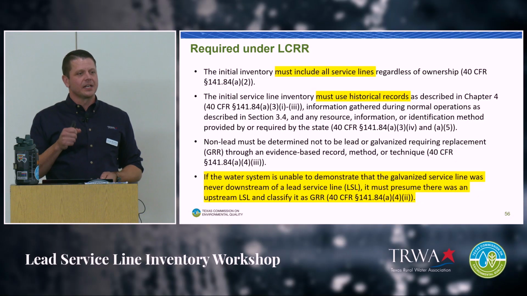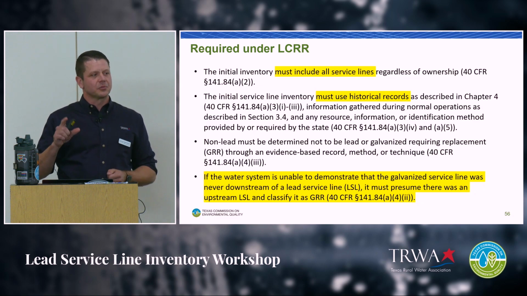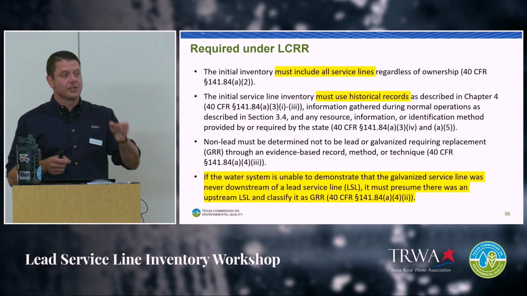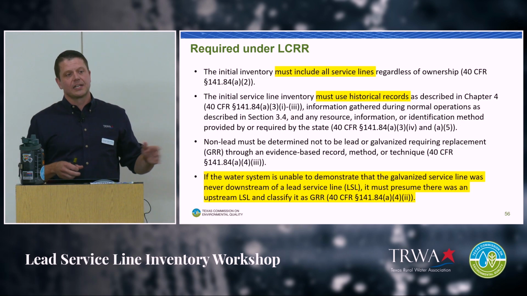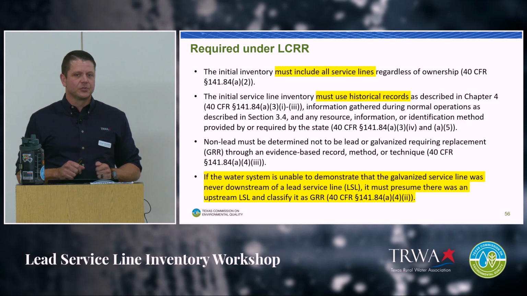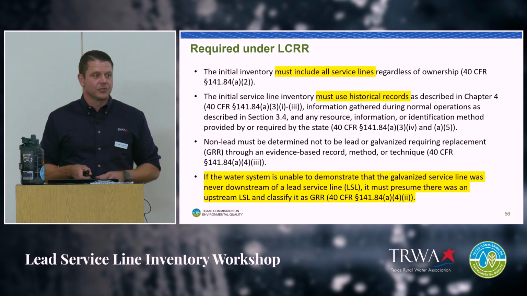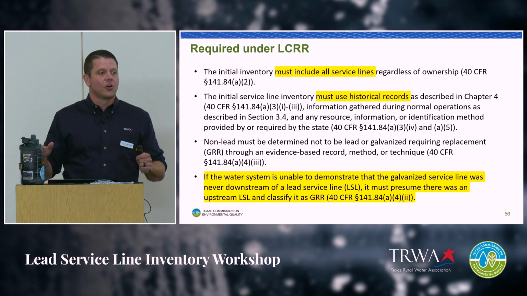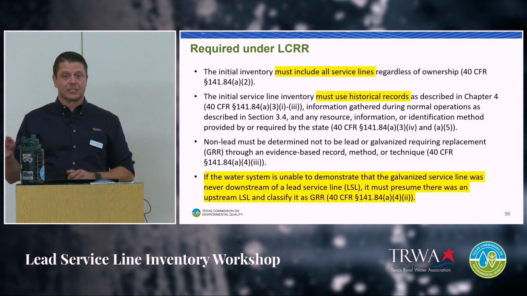So if the water system is unable to determine the downstream side, so the customer side, if they have a galvanized line and you don't have documentation as built, something to show that the service line on the public water system side was never lead, then you have to assume that it may have been lead. So now that galvanized line on the customer side is presumed to be a GRR, galvanized requiring replacement.